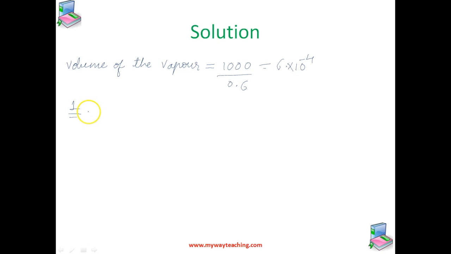As volume in vapor state has increased, the fractional volume is less by the same amount, that is 6 into 10 raised to minus 4. If it is same, then the total volume in the liquid state is 1. If the volume of the vapor state is increasing, then the fractional volume decreases by the same amount, that is 6 into 10 raised to minus 4. Okay.